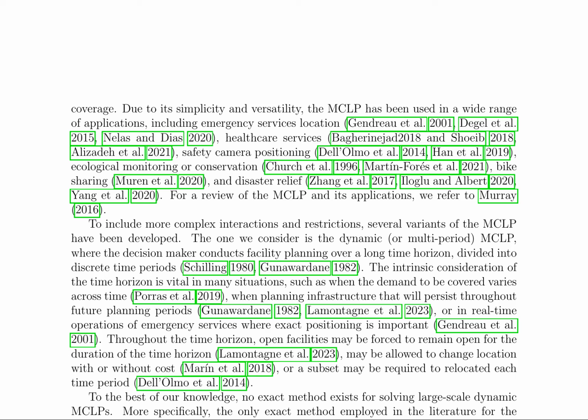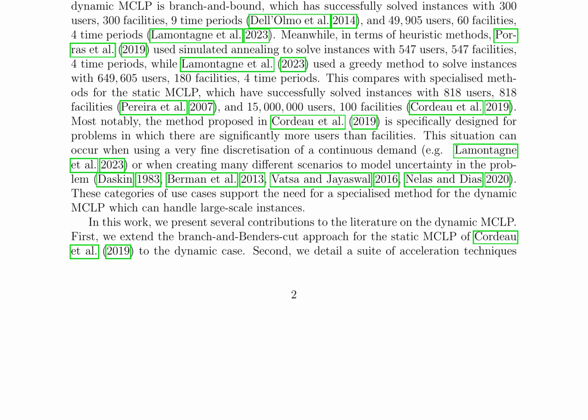The only exact method employed in the literature is branch and bound, which has successfully solved instances with limited sizes. Heuristic methods, such as simulated annealing and greedy methods, have also been used, but with limited scalability. In contrast, specialized methods for the static MCLP have been able to solve larger instances.